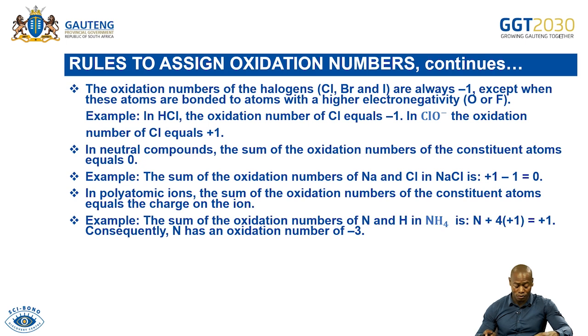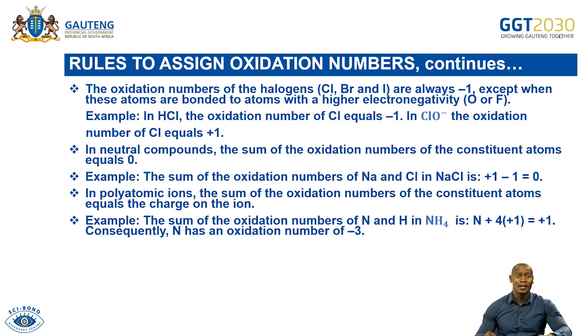So let's continue with the rules. The oxidation numbers of halogens, your Cl, your Br, your I, are always -1, including your fluorine. But remember, for fluorine, its oxidation number does not change. There's no exception. It's always -1. The exception is when these atoms are bonded to atoms with a higher electronegativity. That's when it's going to change. But in most cases, the oxidation number of halogens is -1.